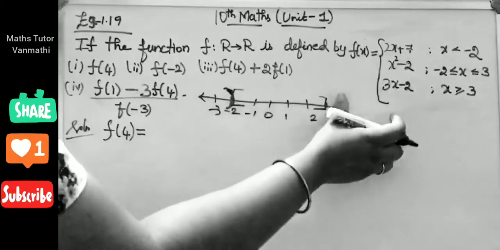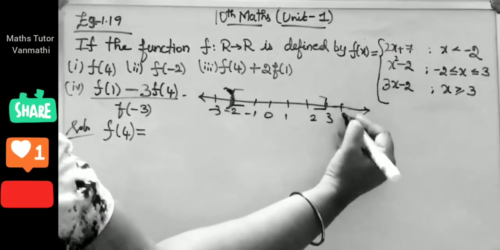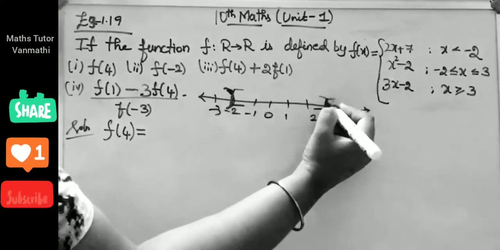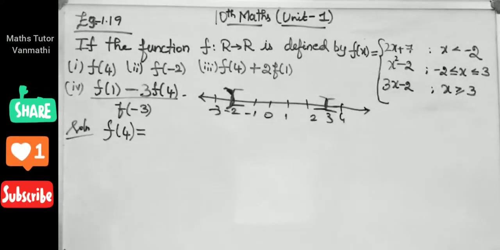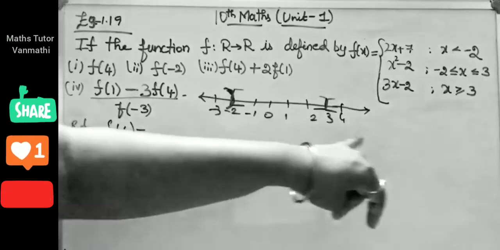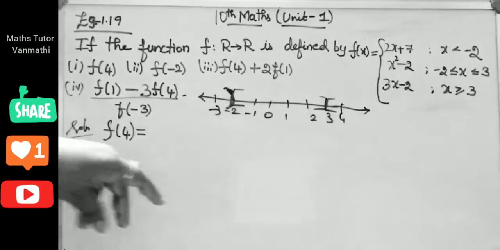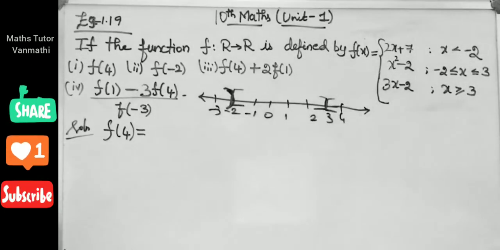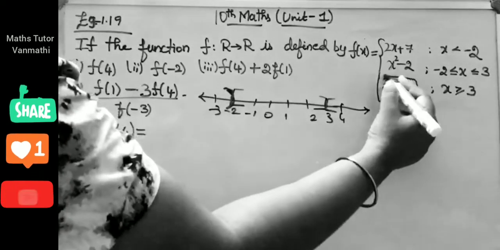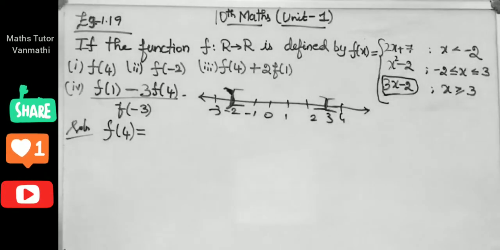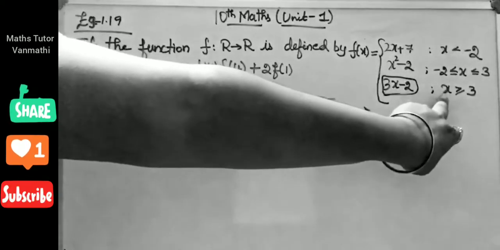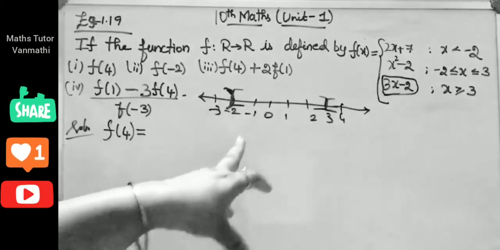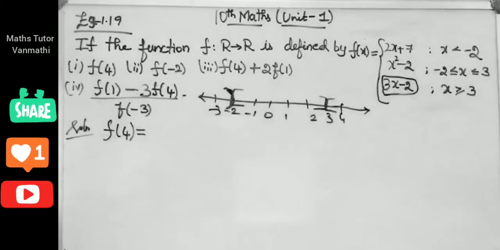Next, x greater than 3 means it will go on 4, 5, etc. So, greater than or equal to 3. Here also you will get your closed bracket. Like this only we are going to split the interval. From this we are going to find where f of 4 lies. F of 4 lies after 3 only. Then we are going to take the function 3x minus 2. Are you clear? Because x value is greater than or equal to 3, that is after 3 only 4 comes. So you are going to take this function as f of x.